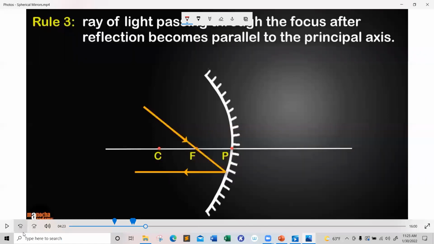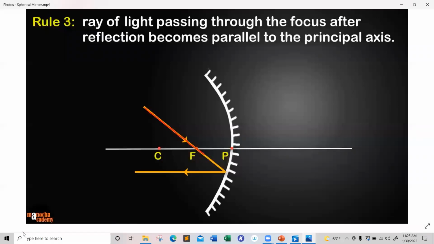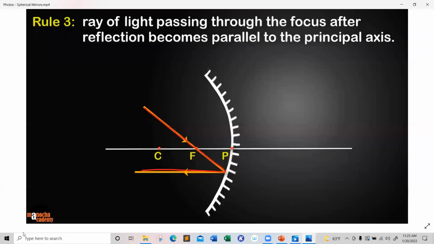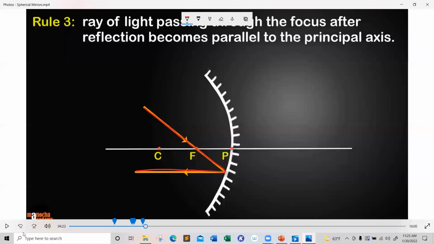Okay, rule number 3. You can see that if the light ray is passing through the principal focus, this is just the opposite of the first rule. The first rule was that the light ray will be incident parallel to the principal axis and it will be reflected back through the principal focus. But now the light ray is coming through the principal focus and then it is passing parallel to the principal axis. That is rule number 3. So all these rules we know, and these are the base on which we are going to learn how to draw the ray diagram.